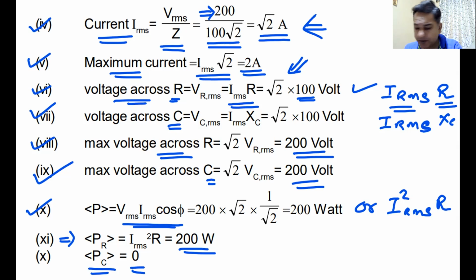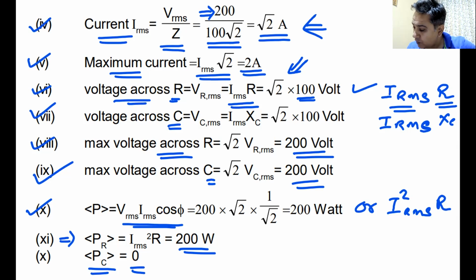Everything, I'll again repeat. RMS current is VRMS divided by Z. Maximum current is RMS current into root 2. Voltage across R is IRMS multiplied by R. Voltage across C is IRMS multiplied by XC. Voltage across L is IRMS multiplied by XL. Average power is I square RMS into R. Power across the resistor is I square RMS into R. Power across the capacitor or power consumed in the inductor is always 0. Do we all understand this? Can we move forward?